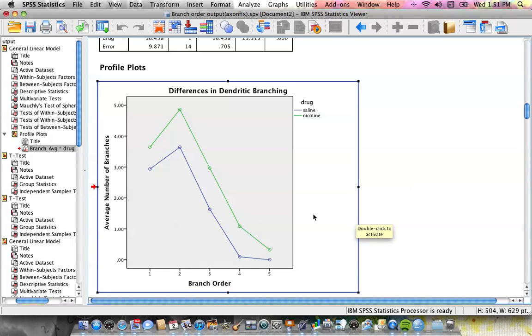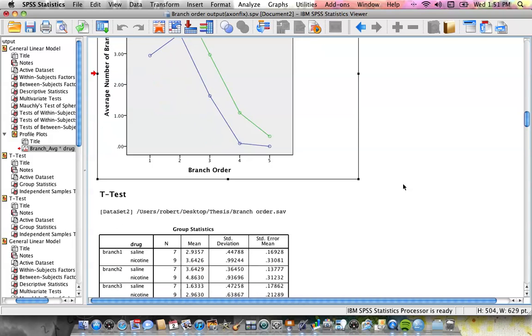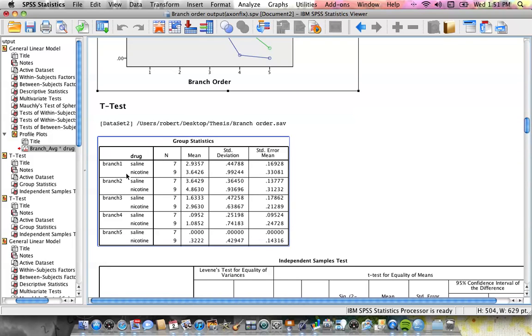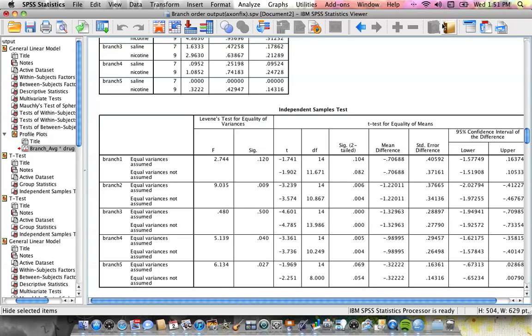This also goes further with our idea that there was an overall effect, because you can see overall it is making a difference in all of these points, and it's not dependent on the branch order. So even though there wasn't a significant interaction, we went ahead and ran a t-test to see if there were significant increases of branches at particular branch orders. So yet again, here are our group statistics. We saw these earlier, just saying the mean for branch order 1 for saline, and the mean for nicotine, and so forth. Now down here is our independent t-test.